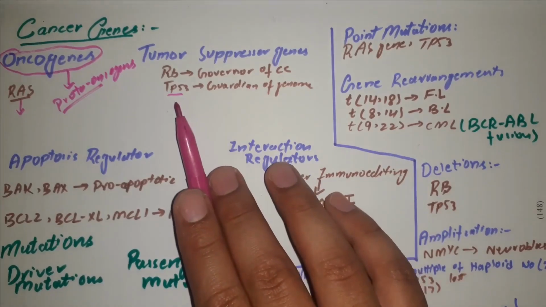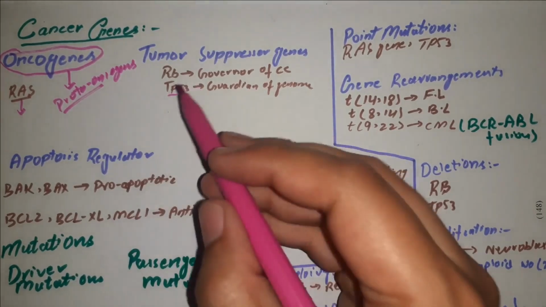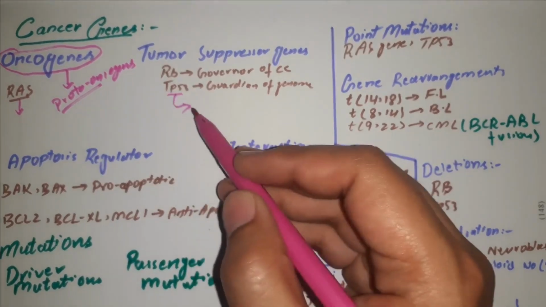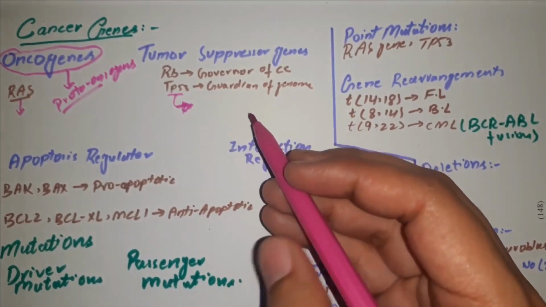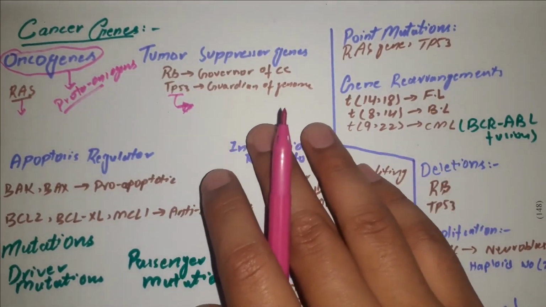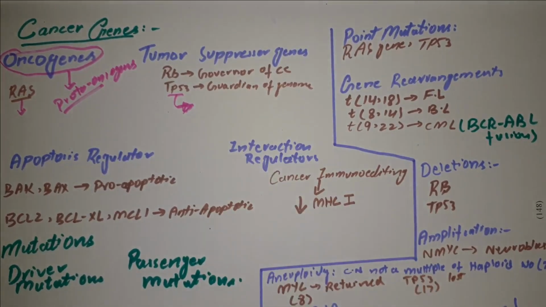However, TP53 is also the guardian of the genome. This guardian of the genome is basically arranged in such a way that if there is some kind of mutation inside the DNA, it identifies that mutation and it upregulates the DNA repair mechanisms.